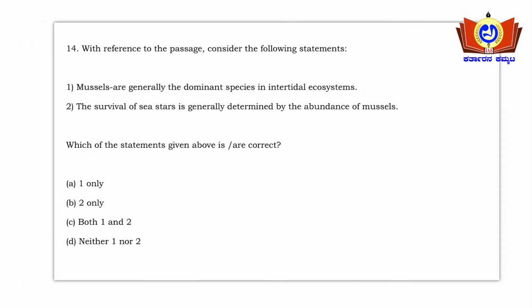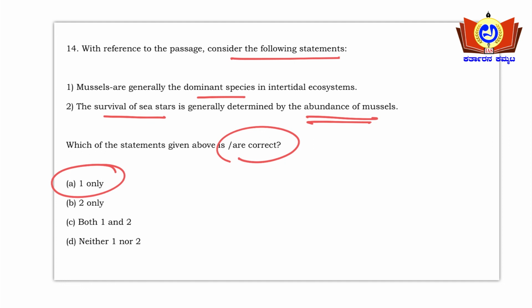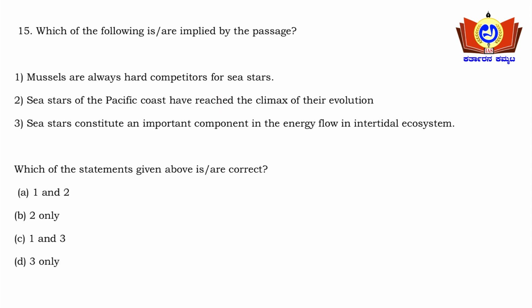With reference to the passage, consider the following statements here. Mussels are generally dominant species in the intertidal ecosystems here. Okay, so this is correct here. The survival of sea stars is generally determined by the abundance of mussels here. Okay, no, this is wrong here. So option A, one only, is the right answer, my dear friends. Okay, so moving on to the next question.